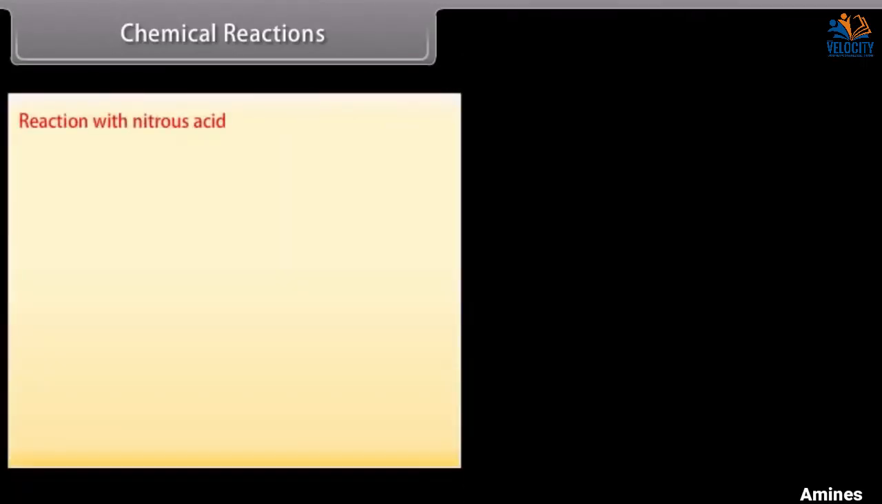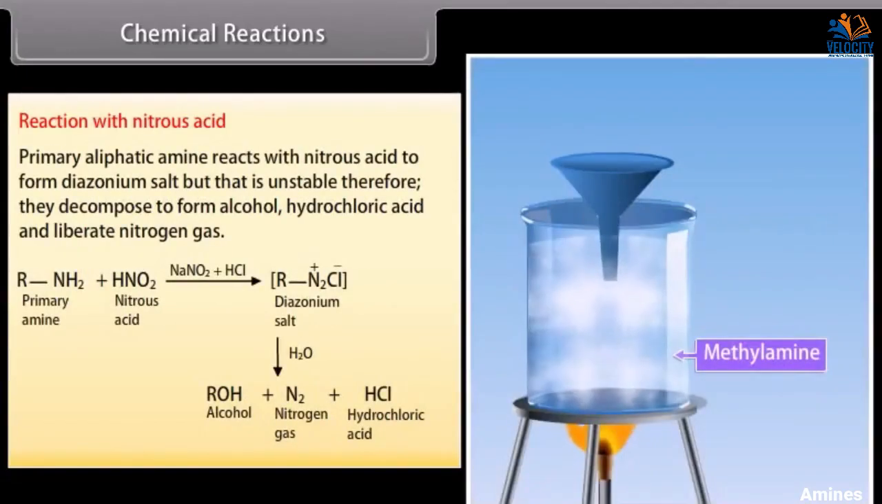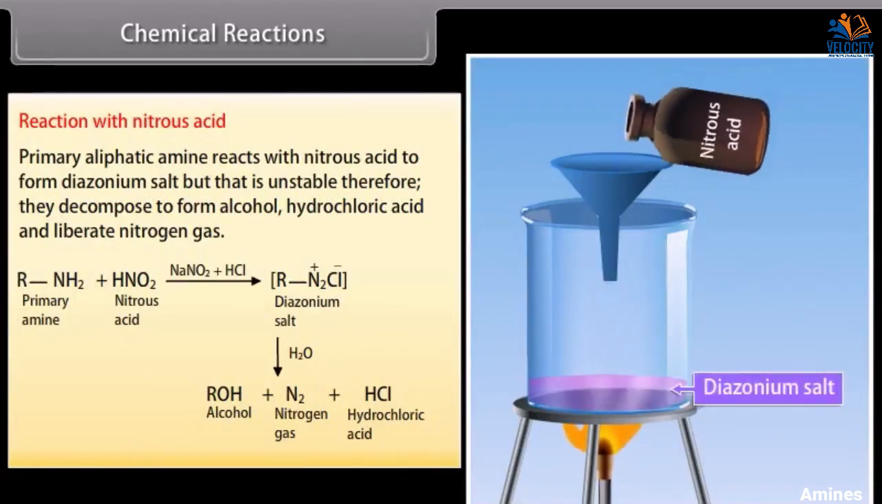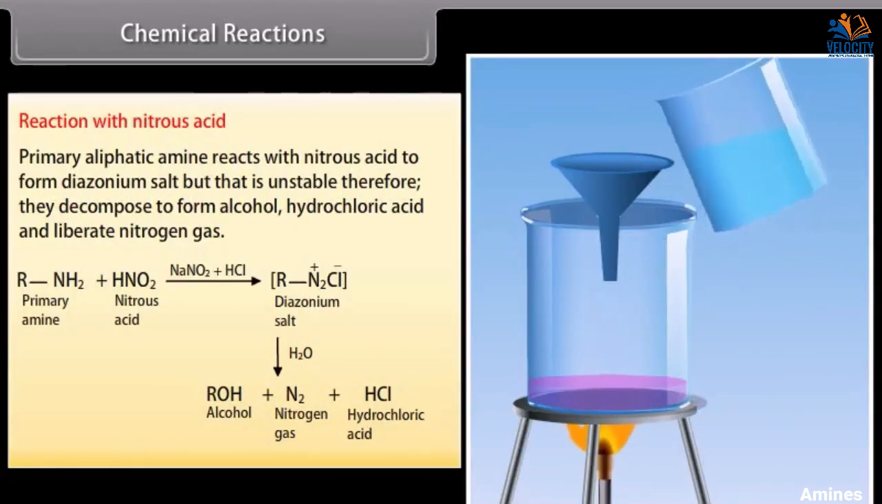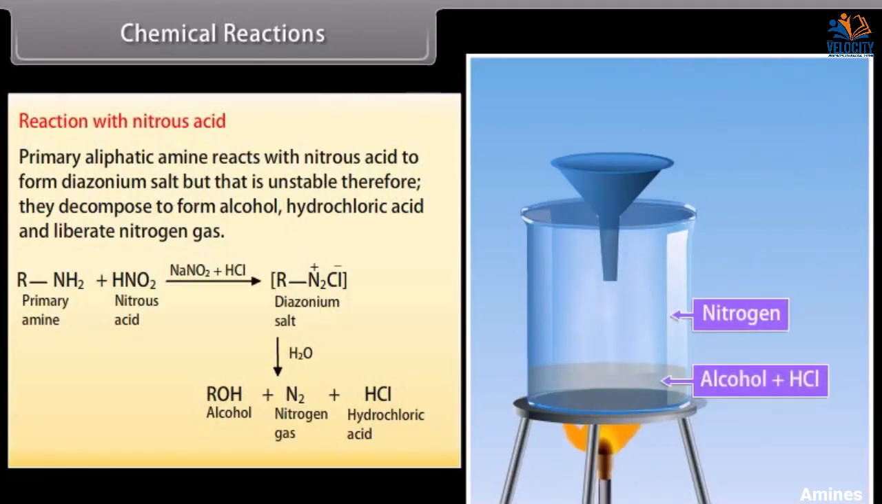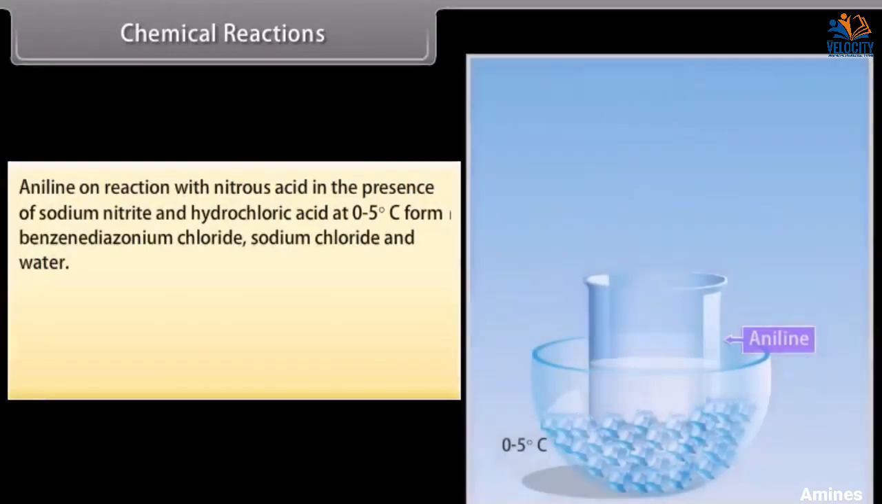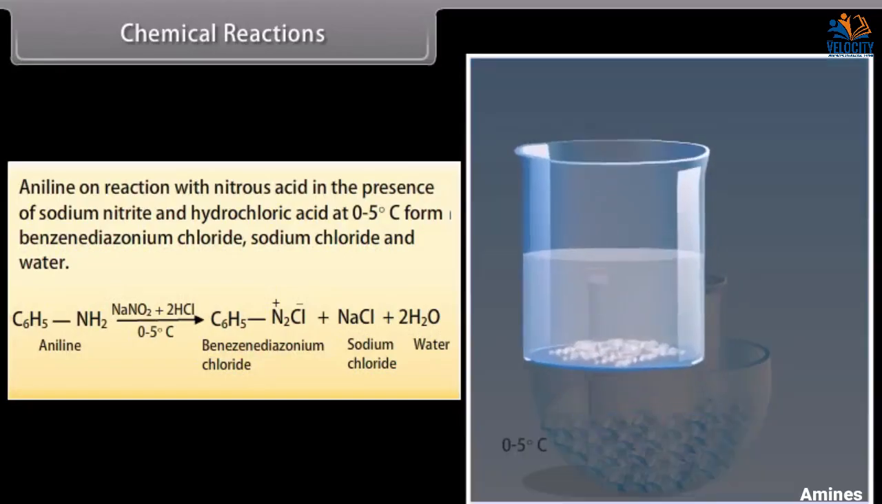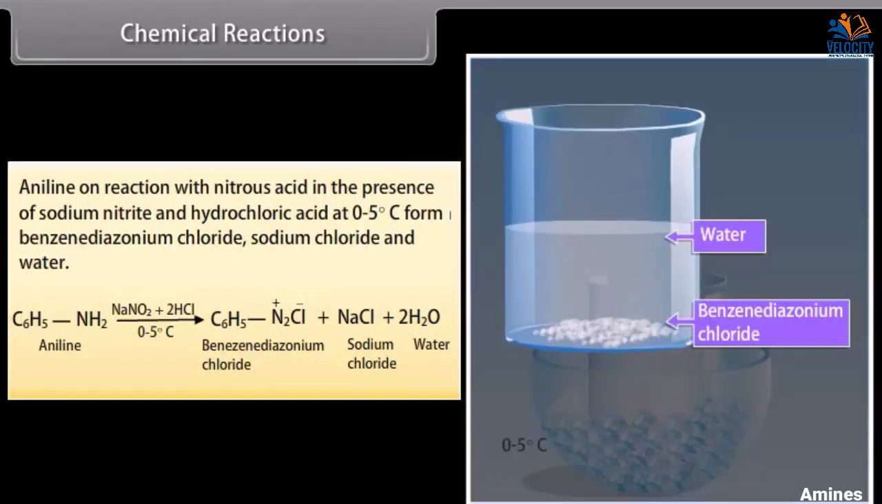Reaction with nitrous acid. Primary aliphatic amine reacts with nitrous acid to form diazonium salt, but that is unstable. Therefore, it decomposes to form alcohol, hydrochloric acid, and liberates nitrogen gas. Aniline on reaction with nitrous acid in the presence of sodium nitrite and hydrochloric acid at 0 to 5 degrees Celsius forms benzene diazonium chloride, sodium chloride and water.